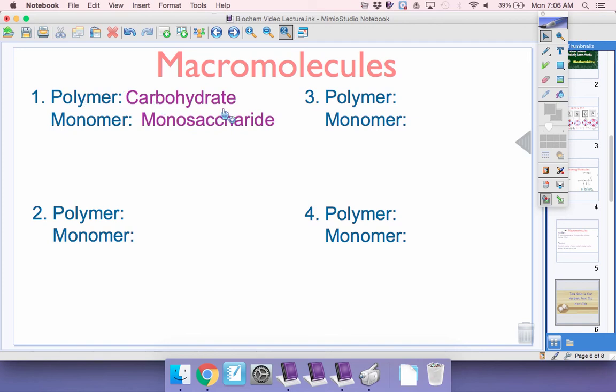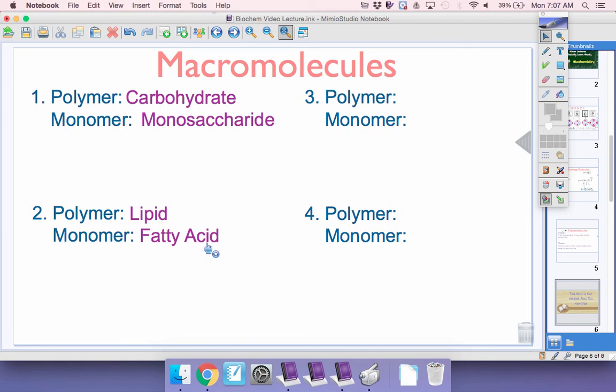There are 4 polymers you need to know, and at this time, you only need to know their monomers. The first polymer is a carbohydrate, and its monomer is monosaccharide. Carbohydrates, an example would be bread, pasta, anything from the bottom of the food pyramid. And monosaccharide means one sugar, and all carbohydrates are made of small molecules of sugar.